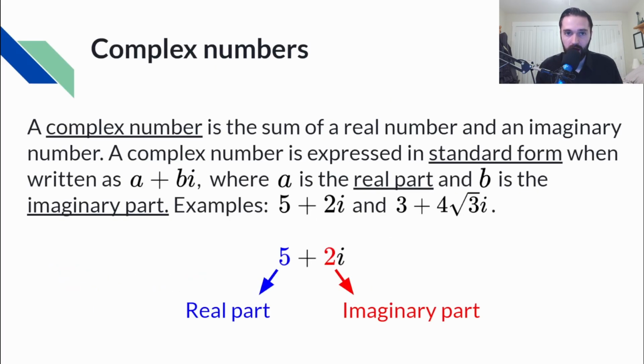A complex number is the sum of a real number and an imaginary number. A complex number is expressed in standard form when written as a plus bi, where a is the real part and b is the imaginary part. Here are two examples of complex numbers: 5 plus 2i and 3 plus 4 root 3 i. The 5 in blue here is the real part, and the 2 in red is the imaginary part. So a complex number is defined by two numbers. That's going to be important later.